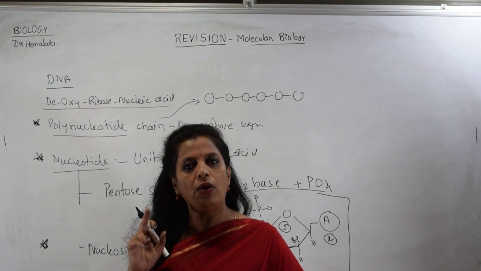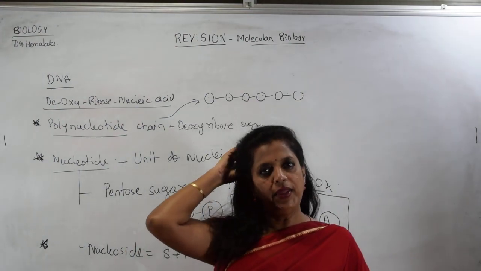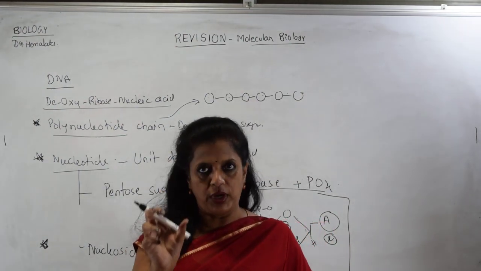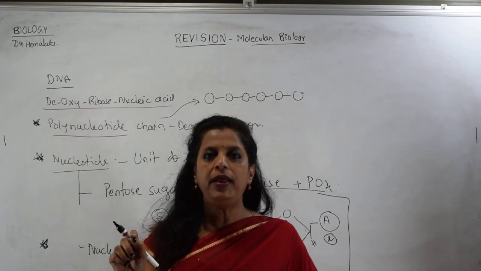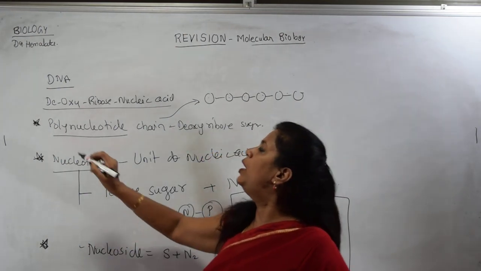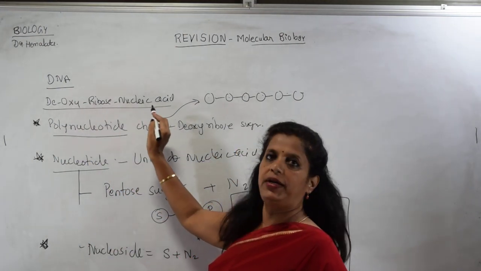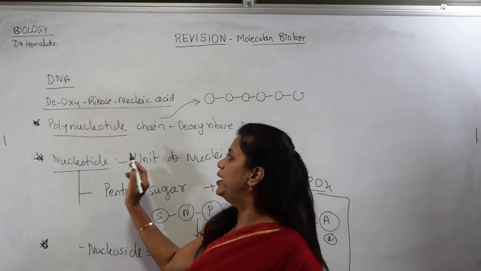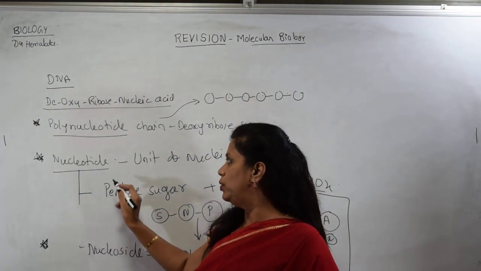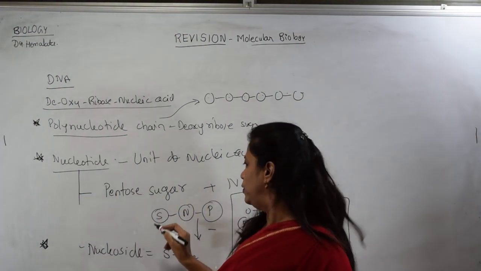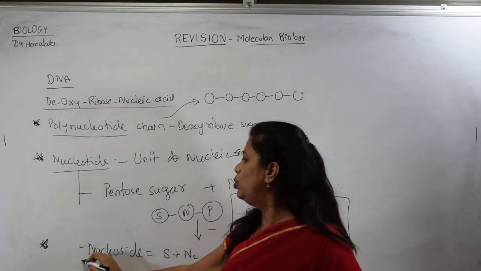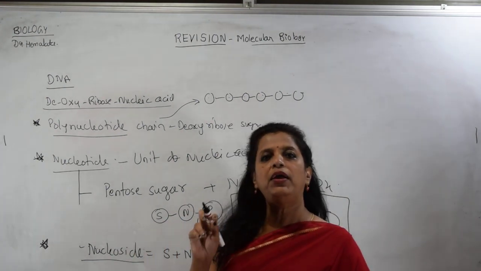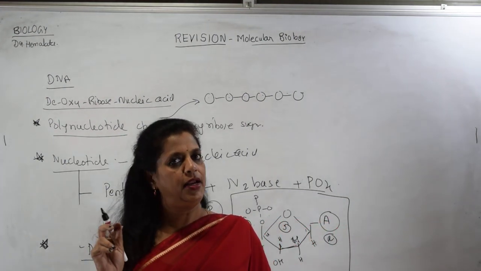Okay. So now it's your duty that you will have to take each one of them and underline them separately. Write what is a DNA. You have to write what it is. How do you define DNA? Polynucleotide chain. What is a nucleotide? What is pentose sugar? Then what is nitrogen base? What is a nucleoside? So like this, one by one you will have to understand and explain.